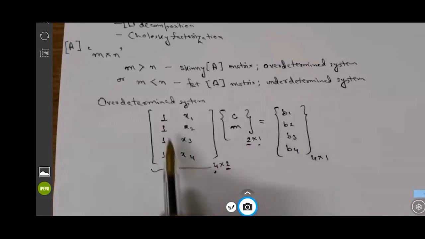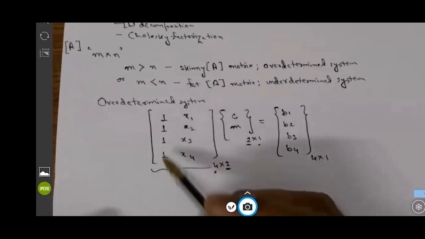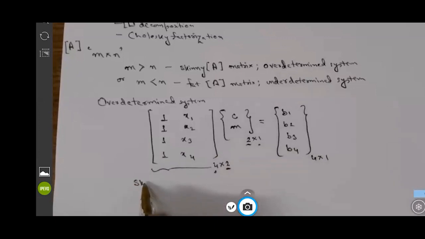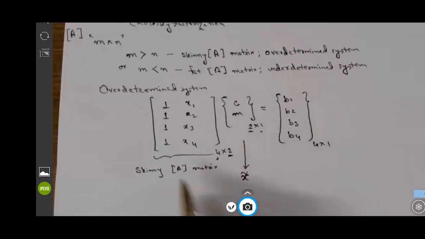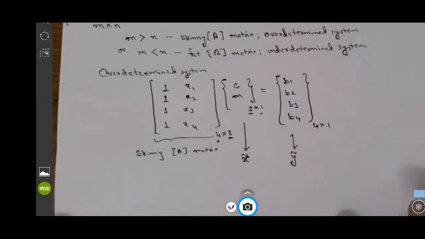So this is called skinny because one dimension is a bit longer than the other dimension. That's why I call it a skinny matrix, or skinny A matrix. This is again your normal traditional X vector, let's call it X tilde vector. Basically, it is the normal unknown vector. This is your A, and this is your normal Y vector or Y tilde vector.